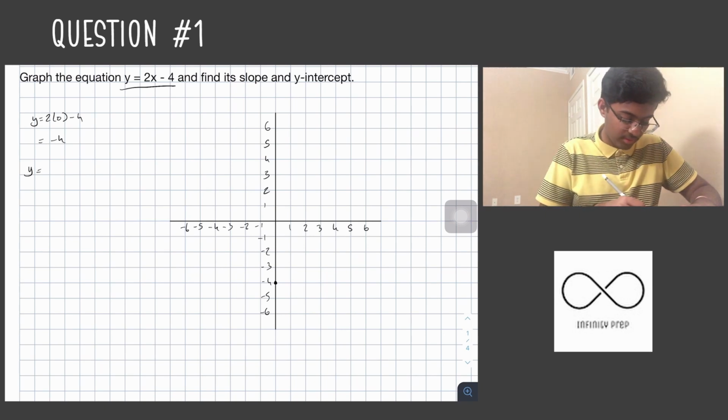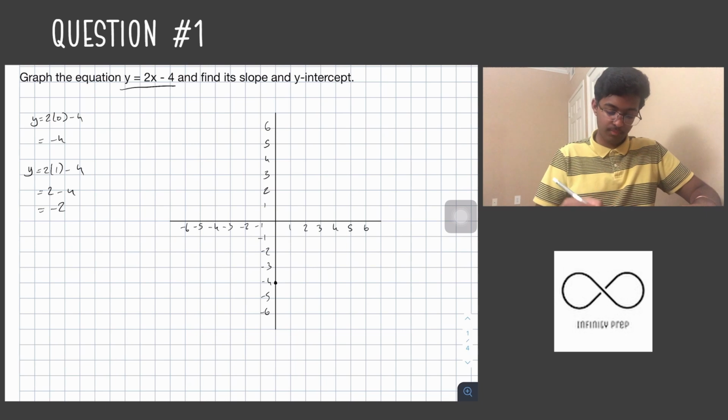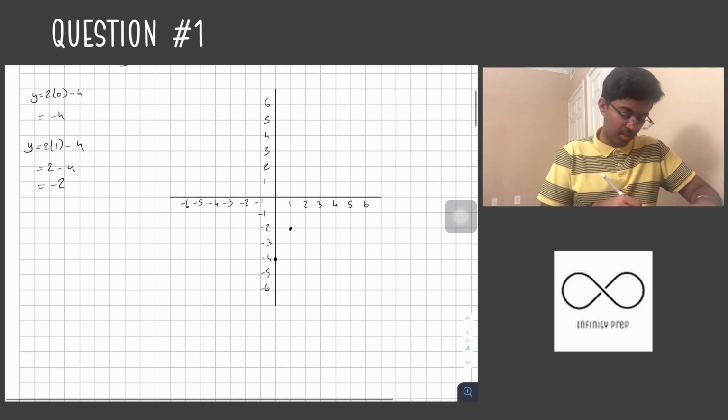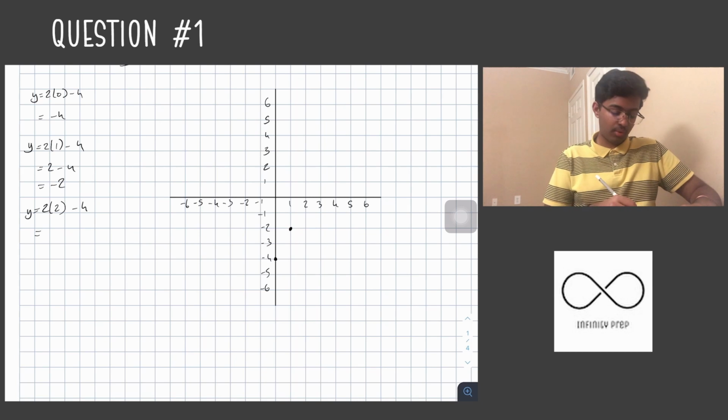So y is equal to 2 times 1 minus 4, which is equal to 2 minus 4. So y is equal to negative 2. 1, negative 2, which is right there. For x equals 2, y is equal to 2 times 2 minus 4. 2 times 2 is 4, so 4 minus 4, which is equal to 0.